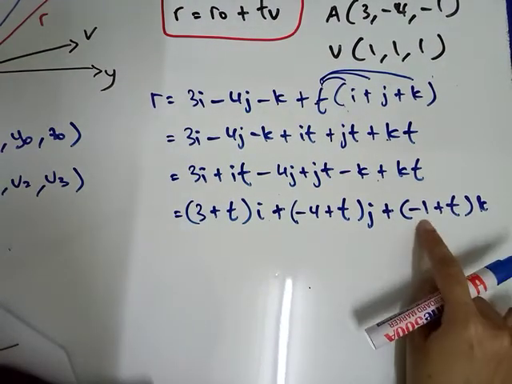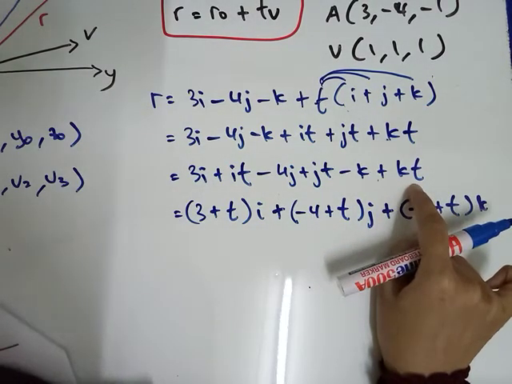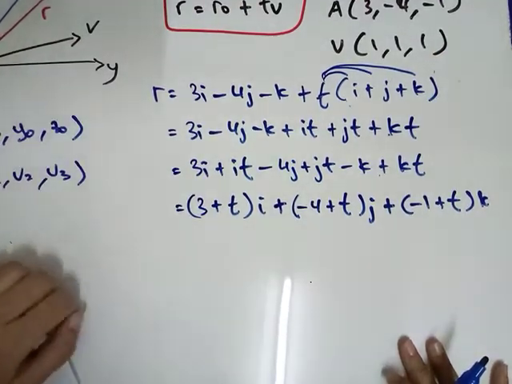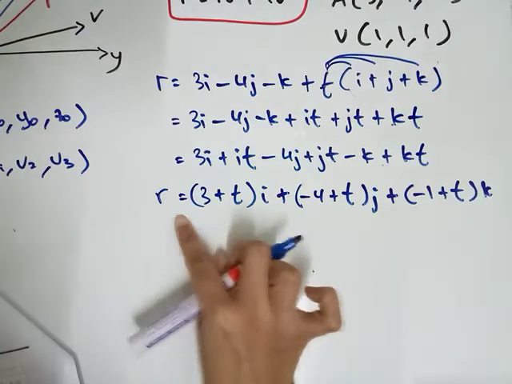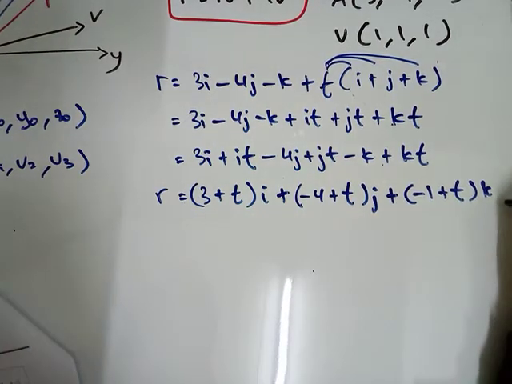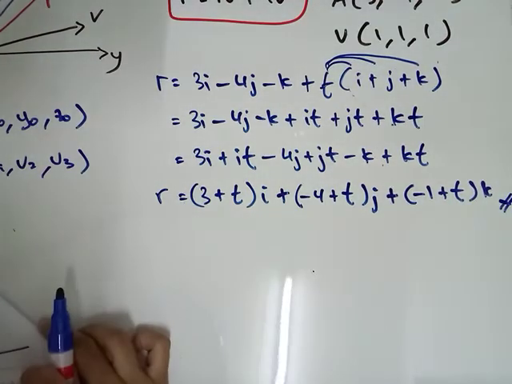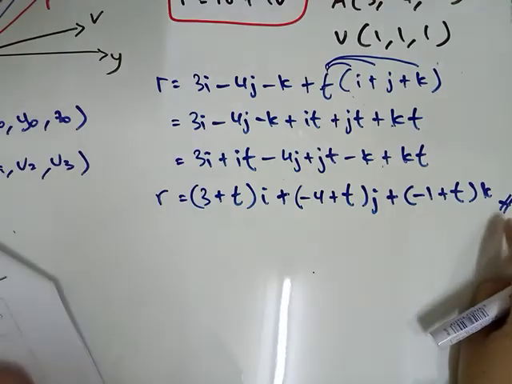Okay, so K times negative 1, negative K. K times T, we get KT. Alright. So, this is the equation of the vector. This is the answer for the equation of the vector.